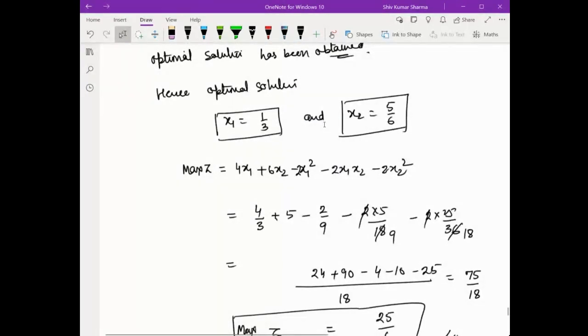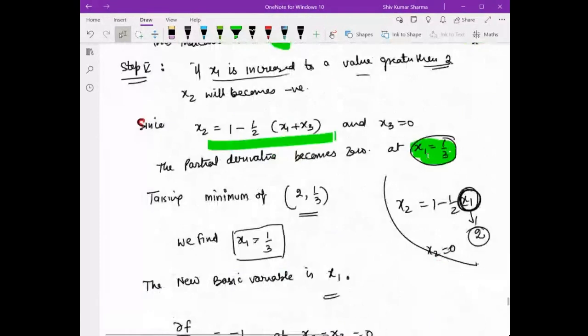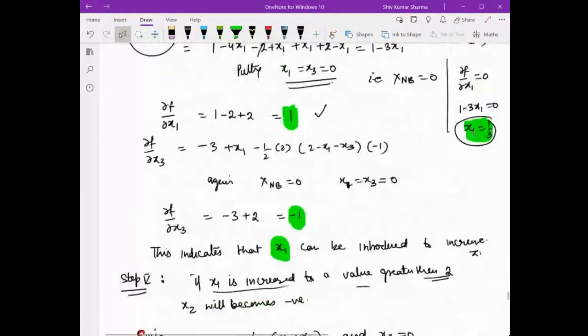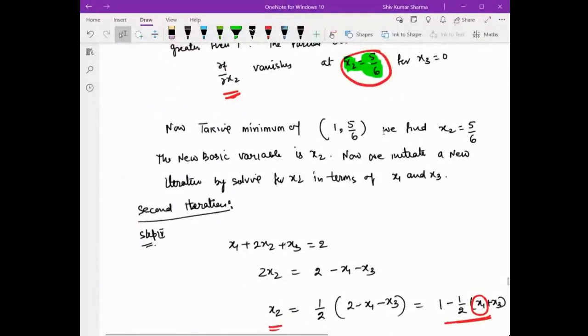We just stop here because two variables are already covered in the basic, that means x1 and x2. x3 we cannot take, as we have only three variables in total. So we write the answer, the values we have chosen for x1 and x2. So x1 is 1 by 3 and x2 is 5 by 6.